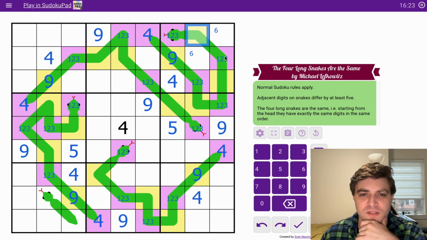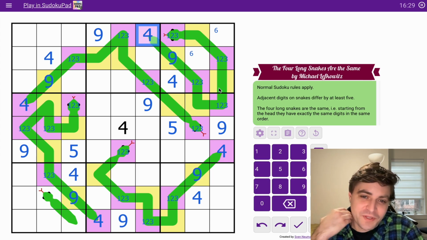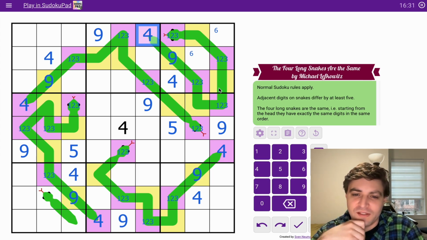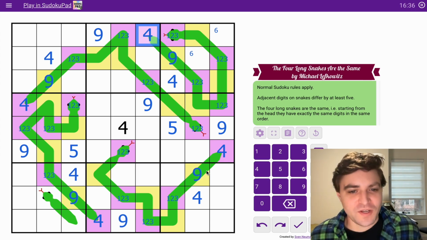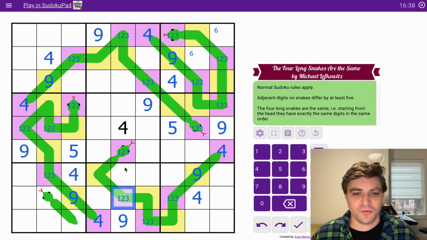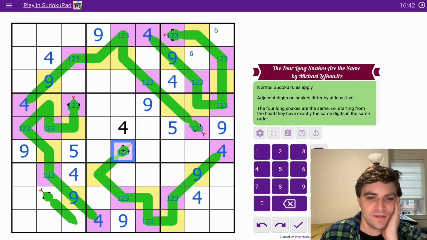How long are these snakes? 1, 2, 3, 4, 5, 6, 7, 8, 9. The snakes are of length 9, but they're not allowed to have a 5 on any of them. That means that at least one digit along the snakes is going to repeat. And by the way, I think we know what that digit is going to be. It's going to be a 1, 2, or 3, since these definitely appear on the snakes multiple times. Interesting.